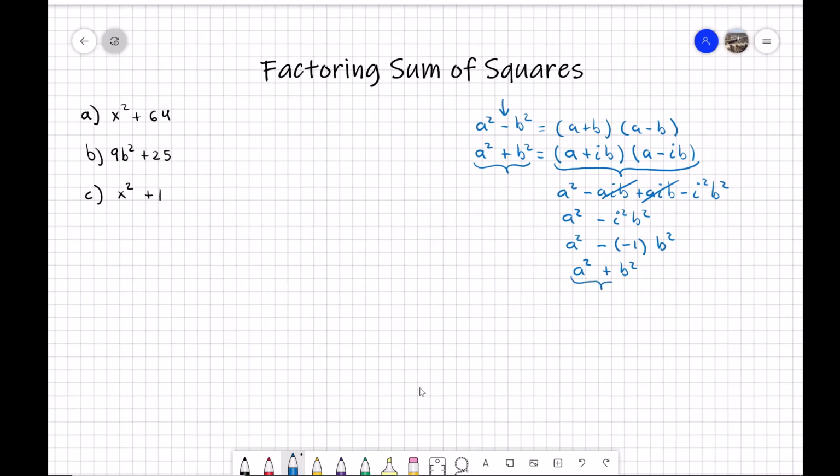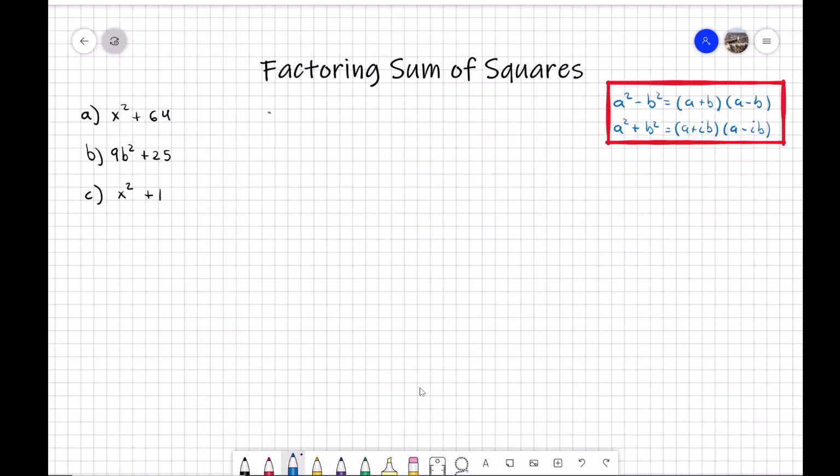So as you can see, we end up with the same expression as we started, right? So that means this formula is correct. All right, so now that we know this new formula, let's get started with the exercises. So we have a, which is equal to x squared plus 64.